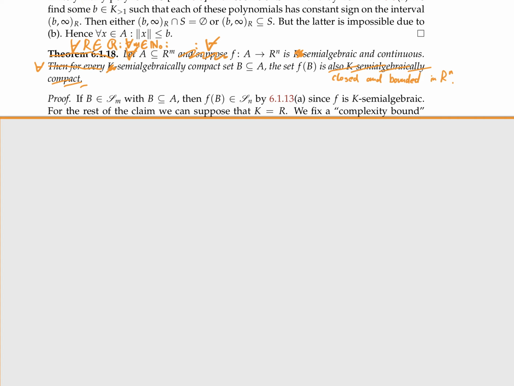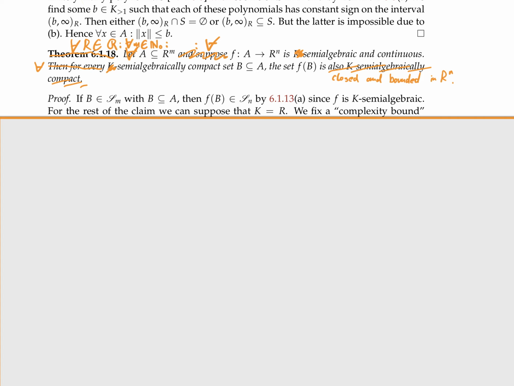But I don't know their degree. I don't know how many they are, and so on. So I fix kind of a complexity bound, right? And so actually, I will introduce here another thing, a kind of complexity bound.